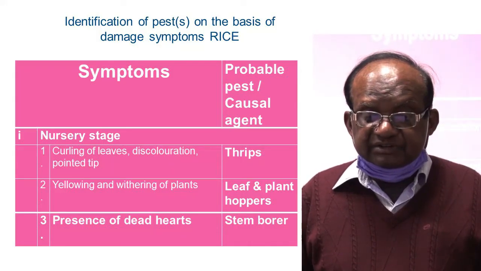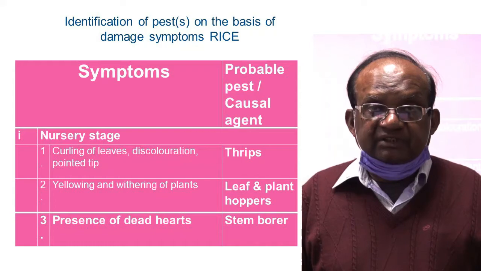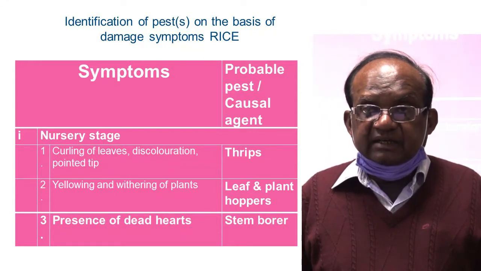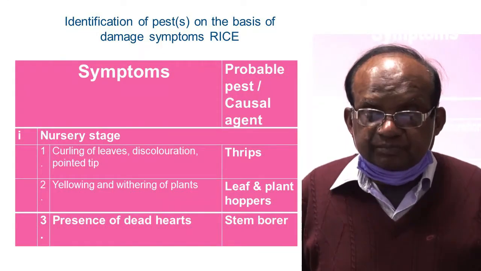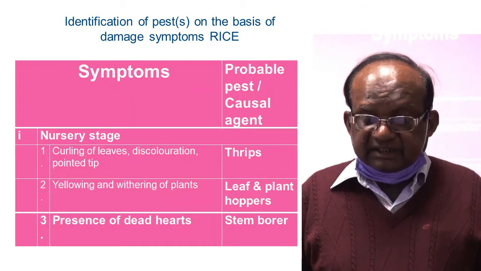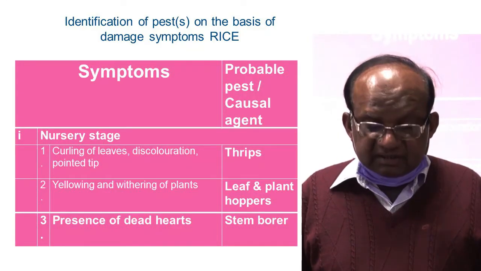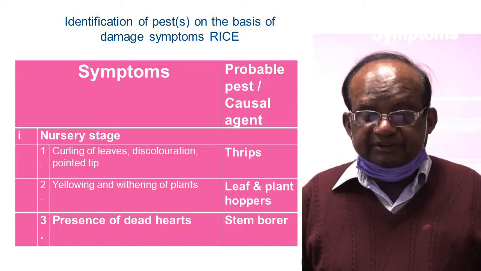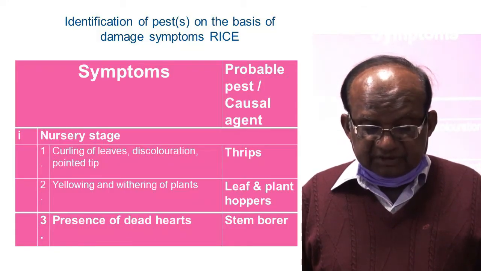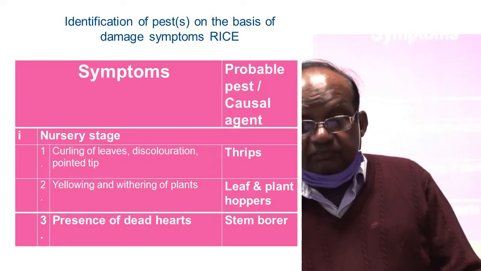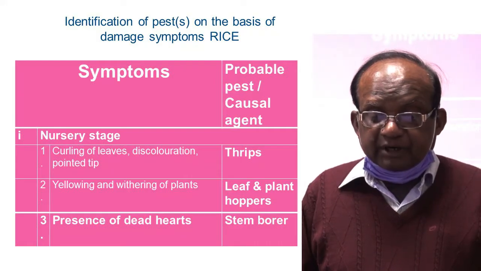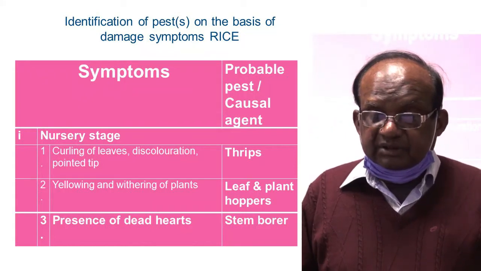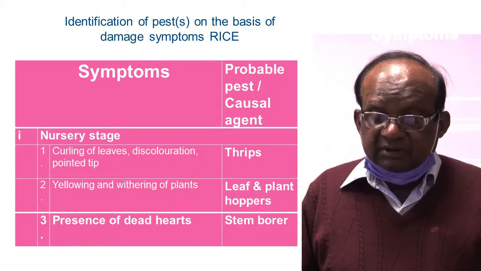If curling of leaves and discoloration of the pointed tip of the leaf is there, even in a situation where moisture stress is not found in the field, this indicates that thrips are present in the field to cause the damage. In spite of sufficient moisture present in the field, if curling of leaf and discoloration of the tip is there, this indicates the presence of thrips, which is a sucking pest which sucks the cells from the leaf.